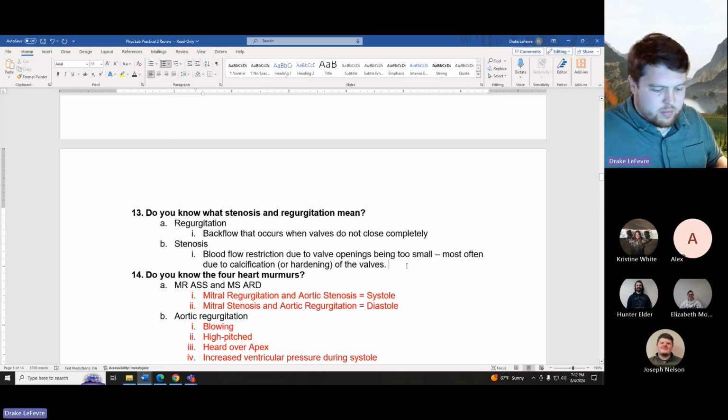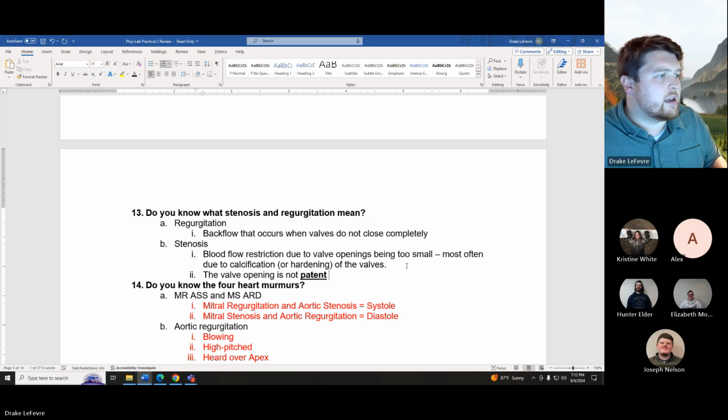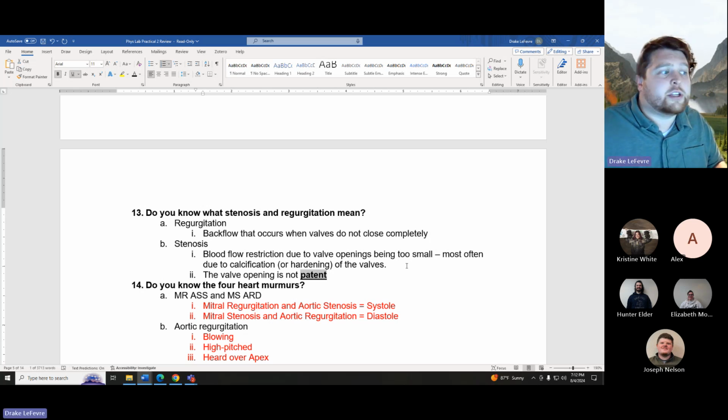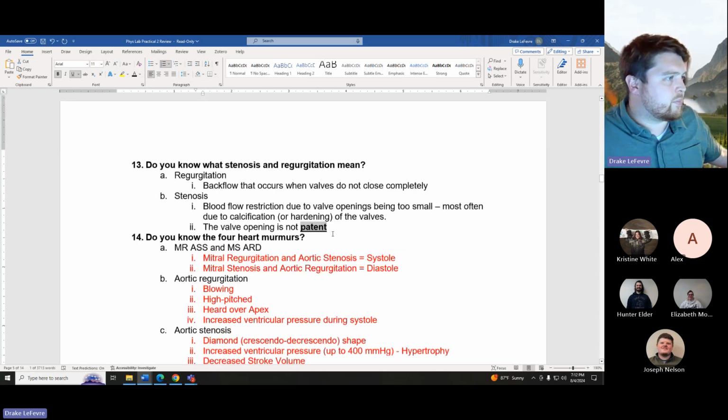A word that you might hear is that the valve opening is not patent. If you don't hear that terminology used in this class, you'll hear it in the future.